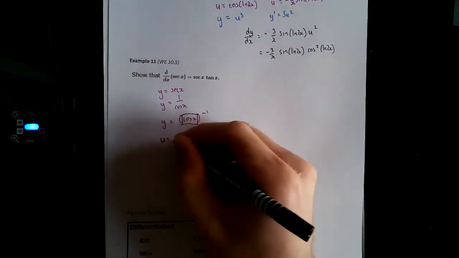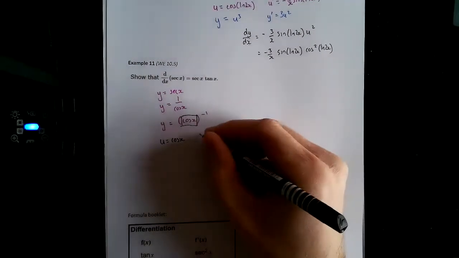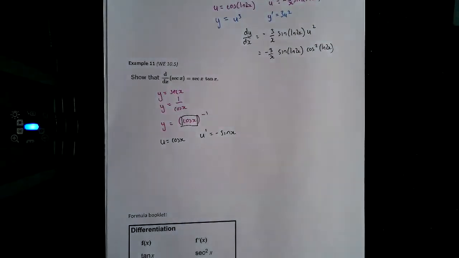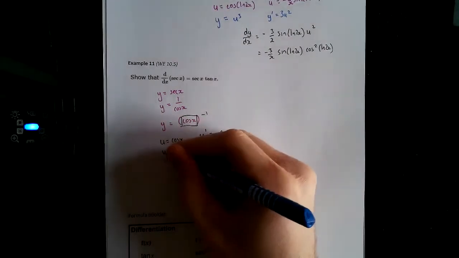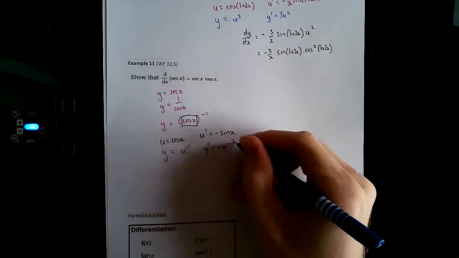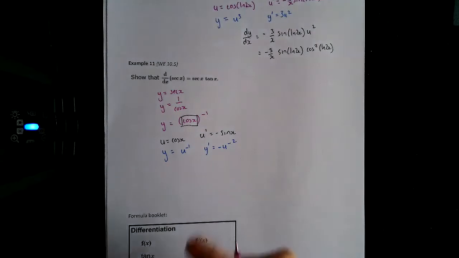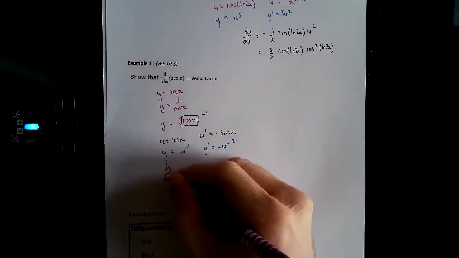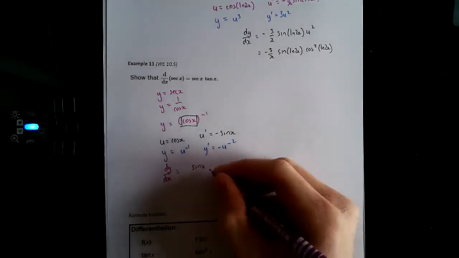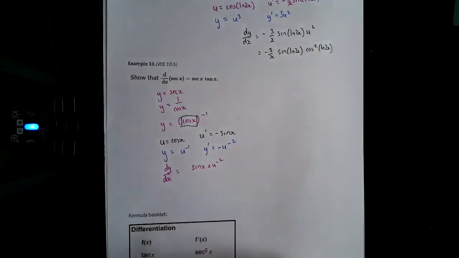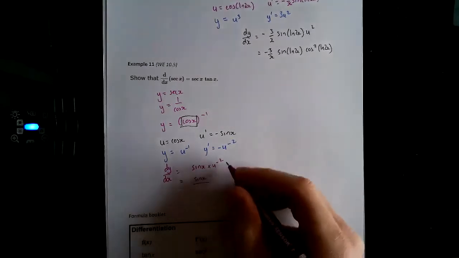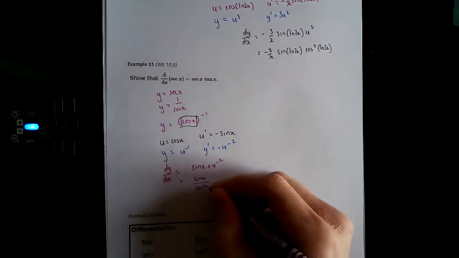So my u is cos x. So if I differentiate that, I get minus sine x. And now my y is u to the minus 1, which if I differentiate that, I get minus u to the minus 2. Times them to get dy by dx. The minus and minus makes a plus, so I get sine x times u to the minus 2. Well, that gives me sine x. Minus means still on the bottom, so u squared on the bottom, so cos squared x.